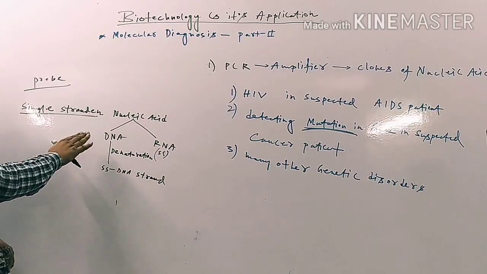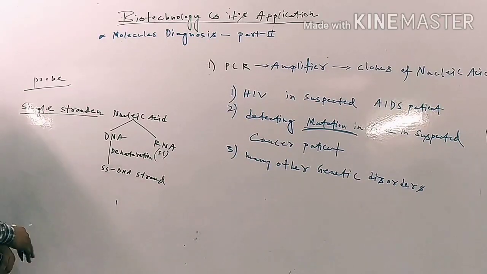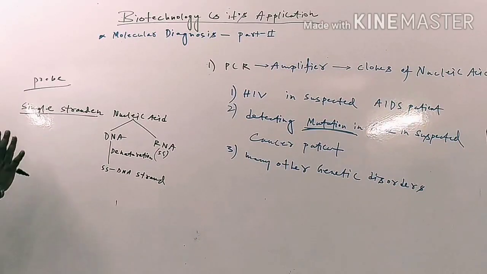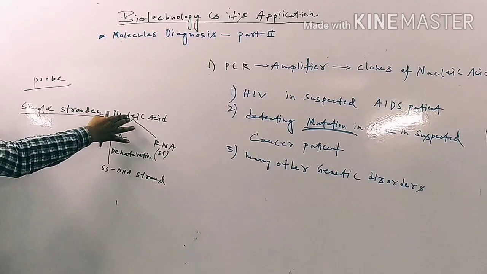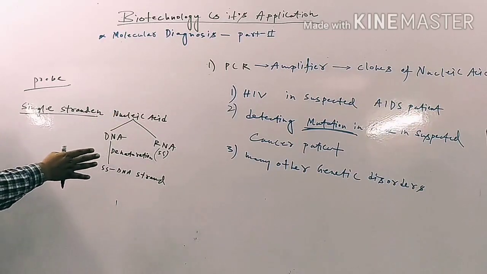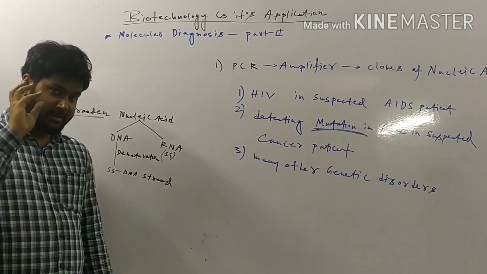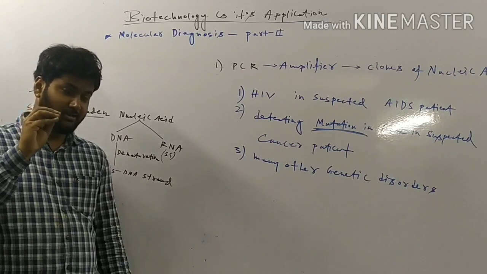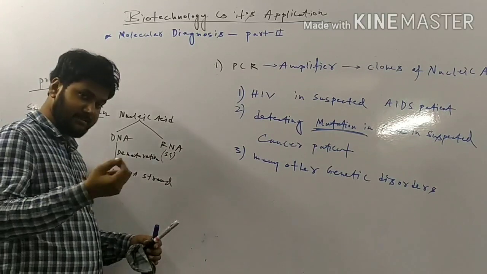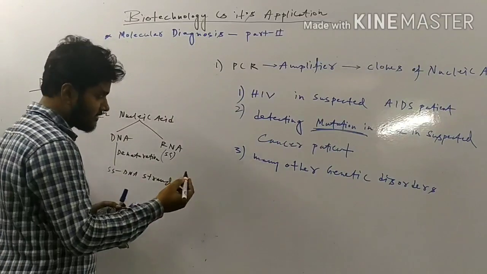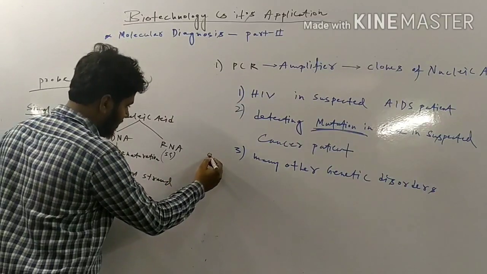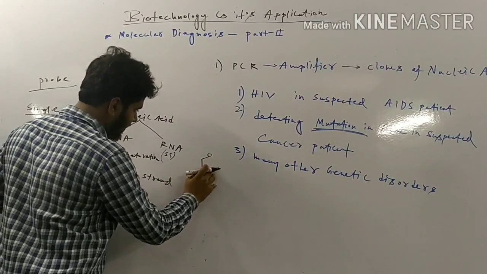So from this single stranded DNA and RNA, how will we make a probe? Let us see if you can remember the structure of the nucleotide chain. To understand this probe, we must remember the molecular structure of the nucleic acid. Let us simply draw one sketch of the nucleic acid. So this is one pentose sugar.